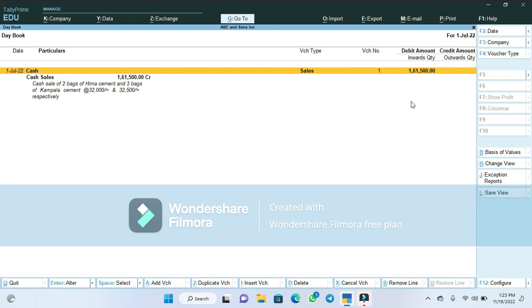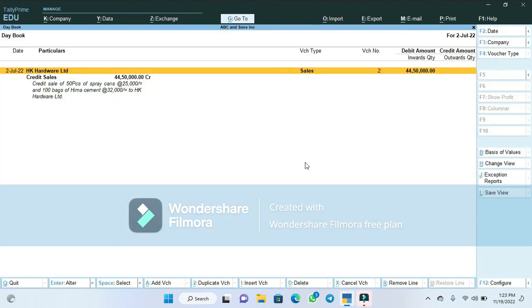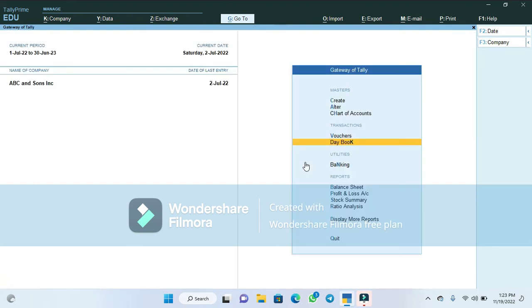This brings us to our next stage, which is come here on the date and select 2nd of July 2022. You'll be able to see that transaction which we have changed. So we can go back by escaping. So we've seen how to capture a cash sale and a credit sale. We are also going to look at how to receive cash from the creditor.